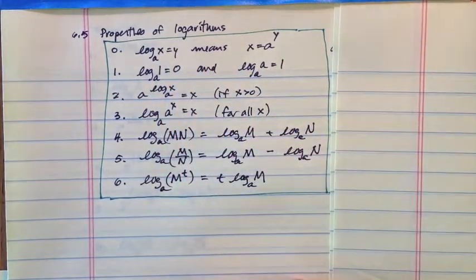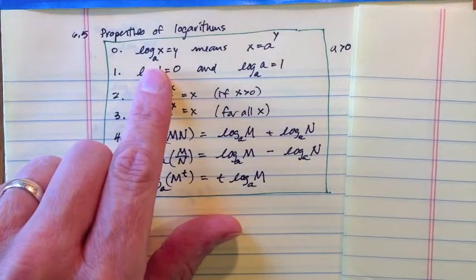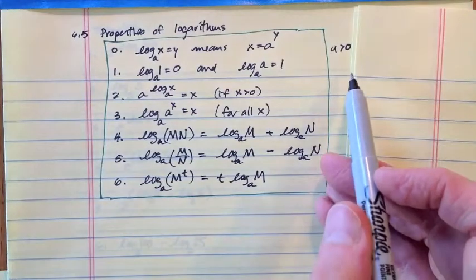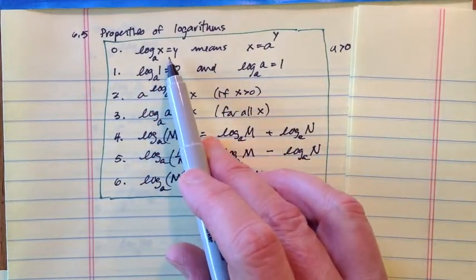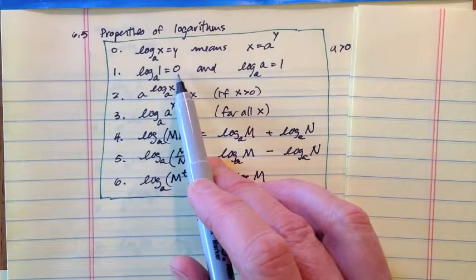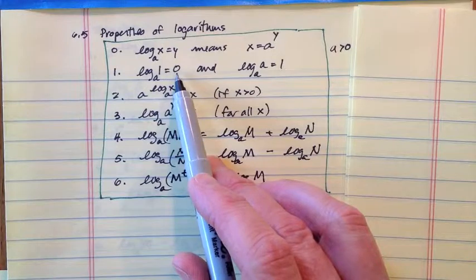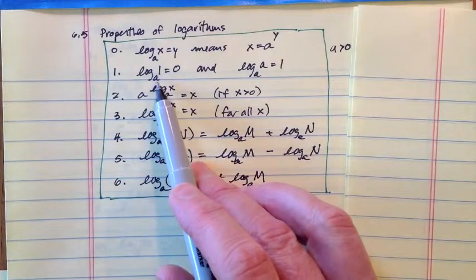By the way, you can't take logs with bases other than positive a, so I'll just add here that a has to be bigger than 0 in all of these. Okay, rule number 1, if you understand rule 0, then rule number 1 should be easy. Log base a of 1 equals 0. Why is that? That's because 0 is the exponent you raise a to in order to get 1. A to the 0 is 1.